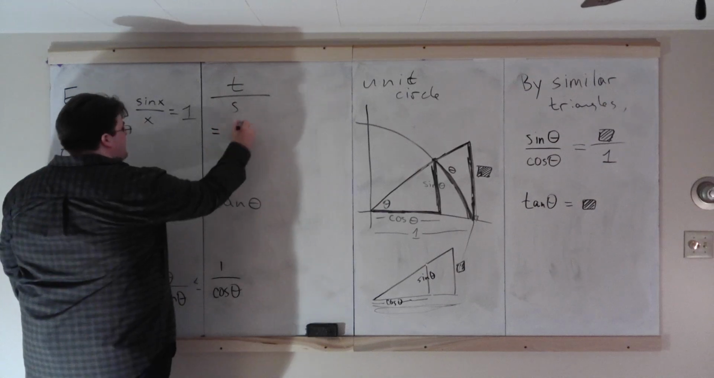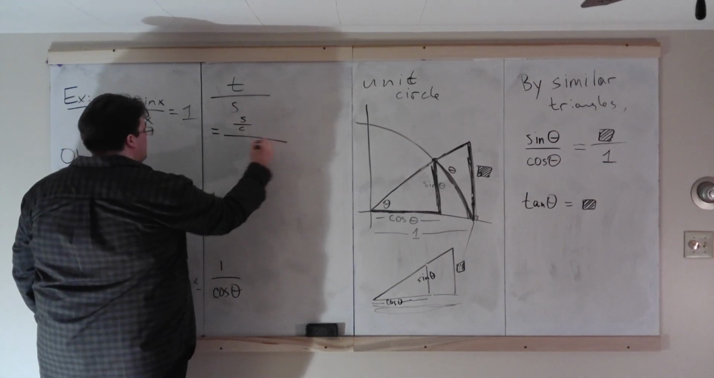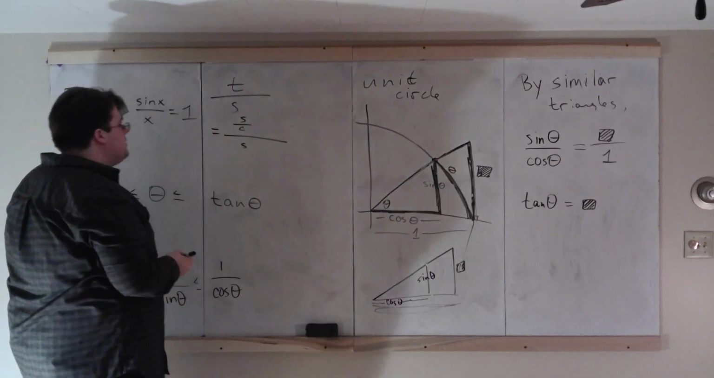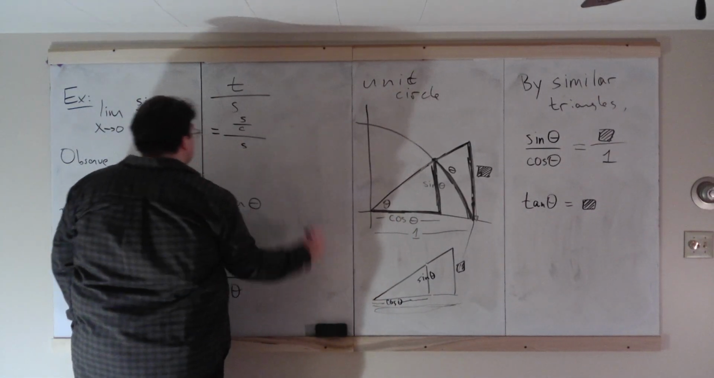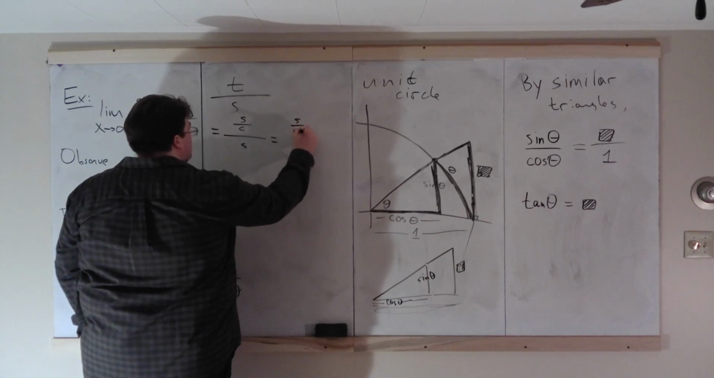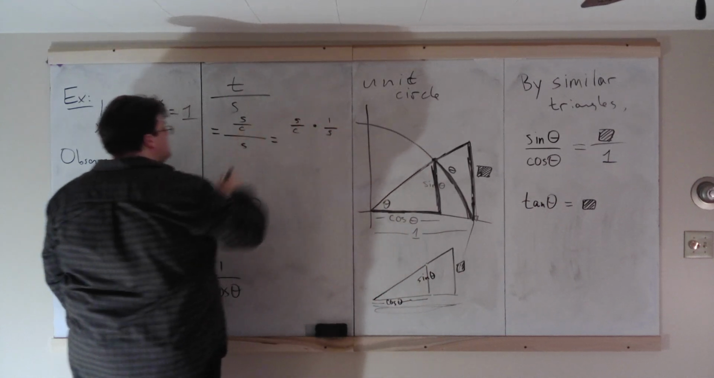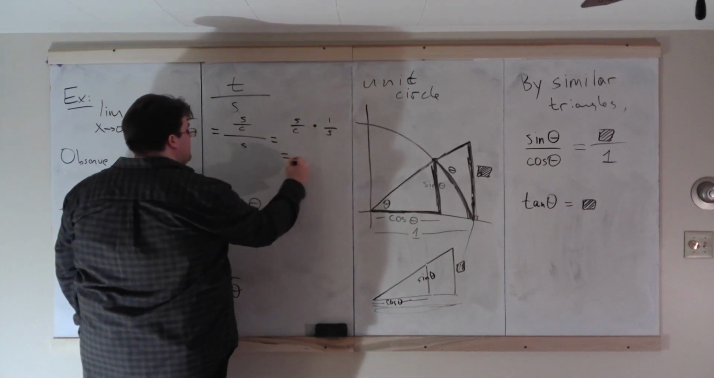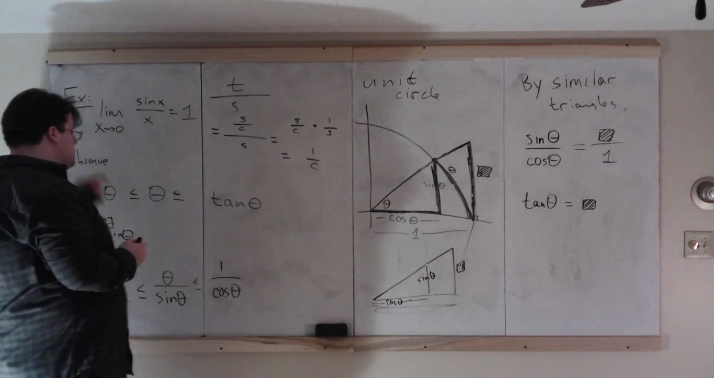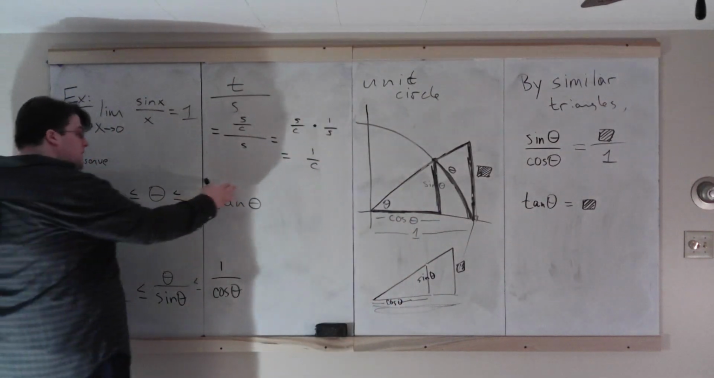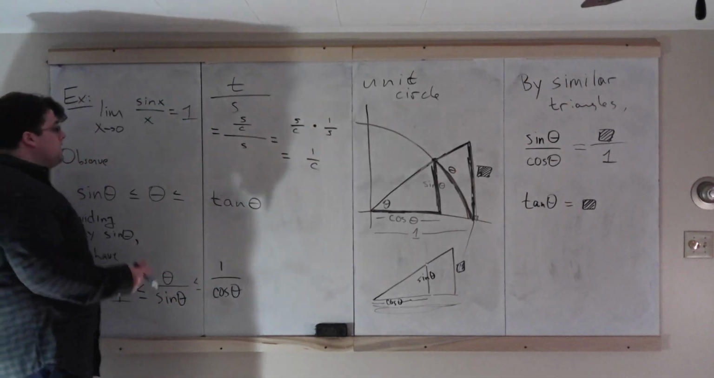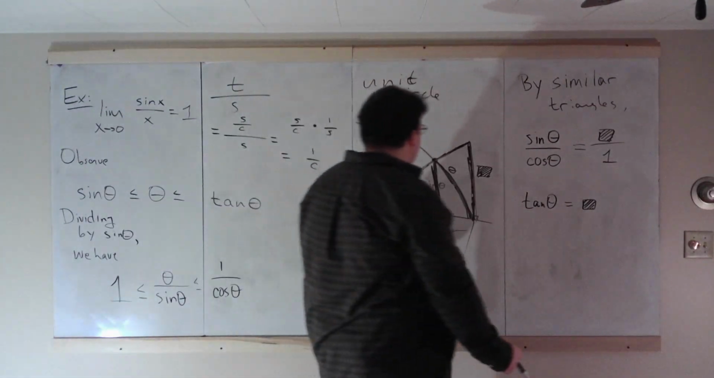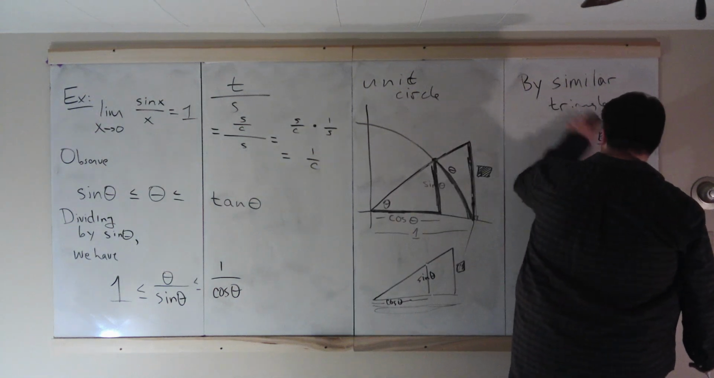Well, tangent of theta is sine over cosine. So we have sine over cosine over sine. Sine over cosine over sine is multiplied by the reciprocal: sine over cosine times 1 over sine. So that's just 1 over cosine. So tangent theta divided by sine theta is 1 over cosine of theta. Well, I'm going to go over here now to finish this.